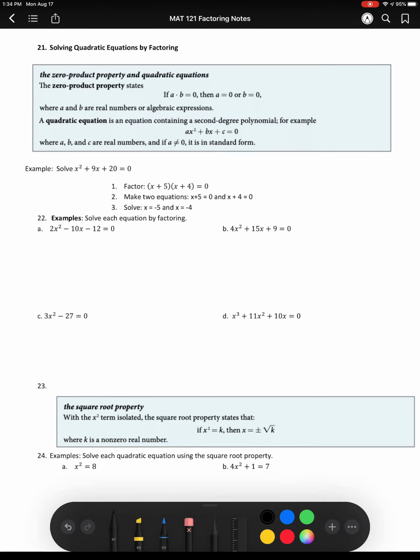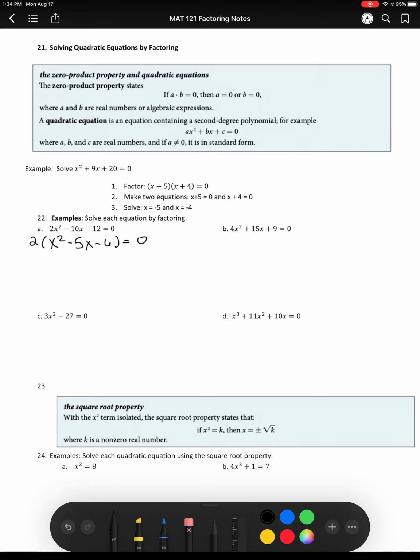Next thing is solving quadratics by factoring. So now that you know how to factor, you factor the trinomial and you make two equations with it, and then you solve each equation. So it's just taking it a couple extra steps further. 22a is 2x squared minus 10x minus 12 equals 0. With this one, we can take the 2 out of each term, and we're left with x squared minus 5x minus 6 equals 0.